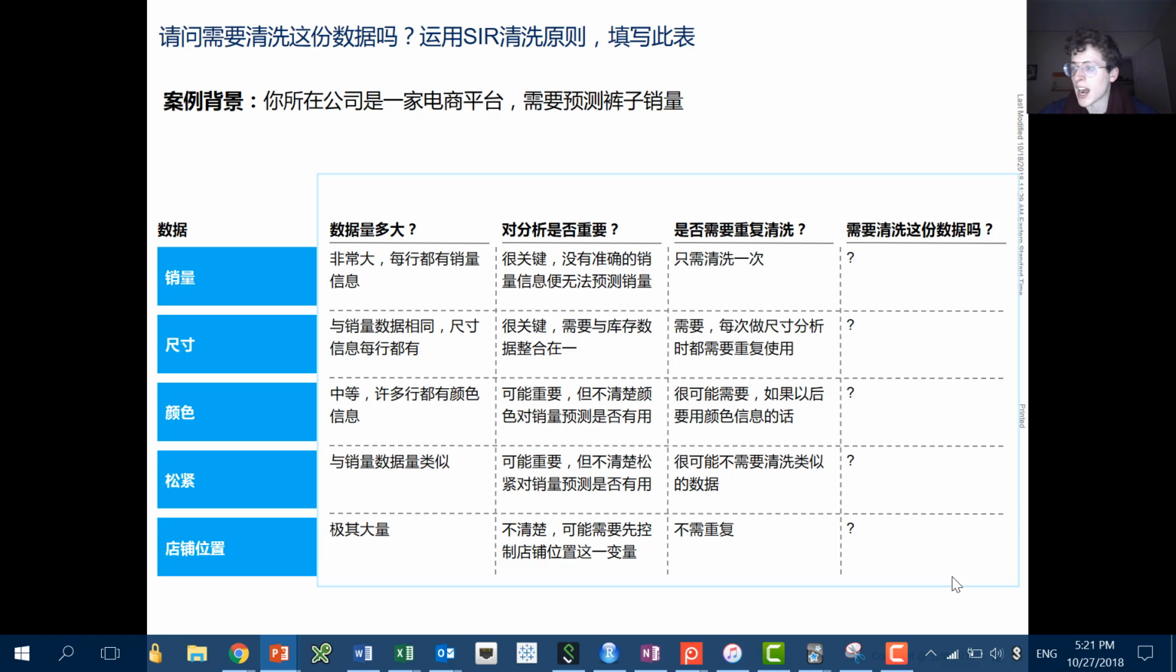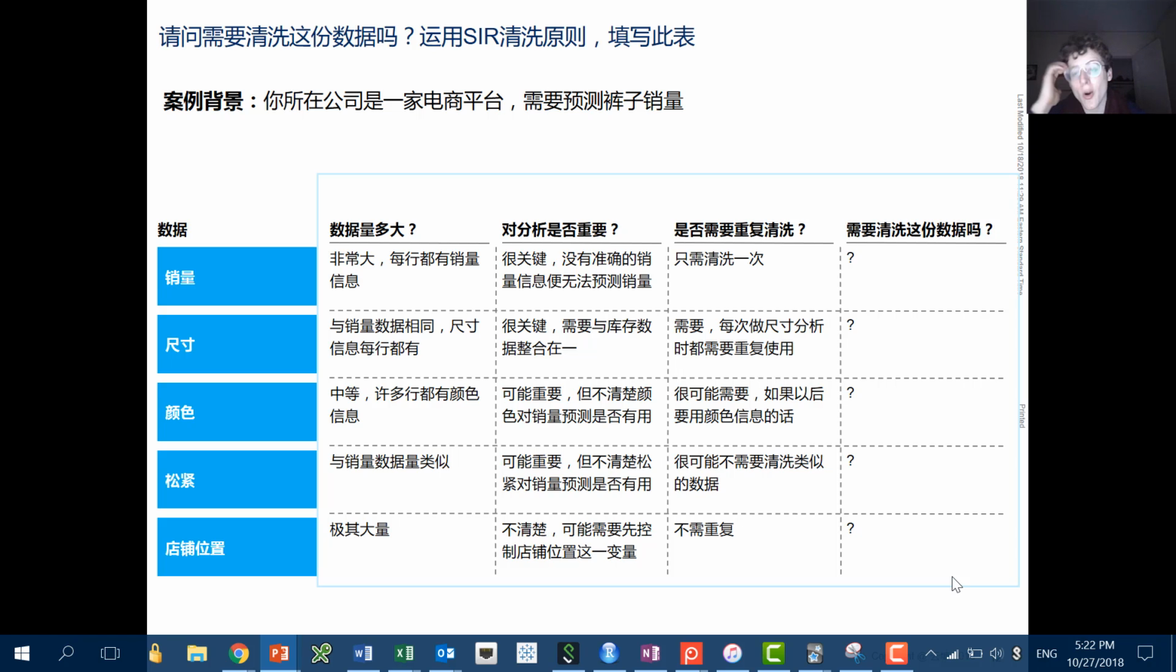Then I think there's probably a tie between color and fit. I might give it to color because there's some repeatable element. So if I'm going to spend some more time on this, it might help me out more in the future. And then finally, for store location, I might not even clean it at all.